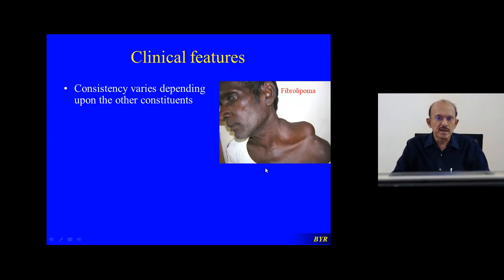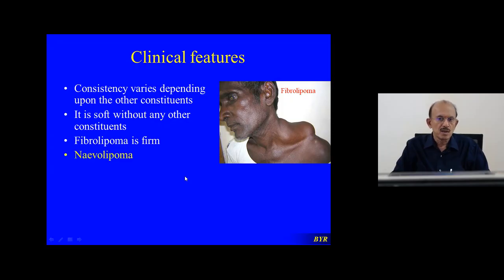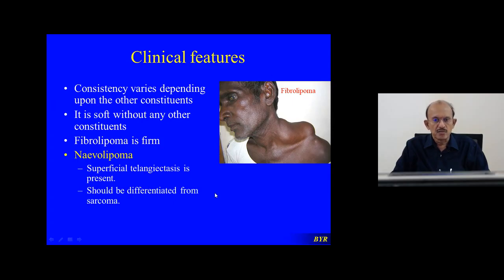Consistency varies depending upon the other constituents. If it is pure lipoma, it will be soft in consistency. If it has an admixture of fibrous tissue, it will be firm in consistency. Nevolipoma will have superficial telangiectasia. It should be differentiated from sarcoma because of the enlarged vessels on the surface. The neurolipoma is a tender, firm swelling.